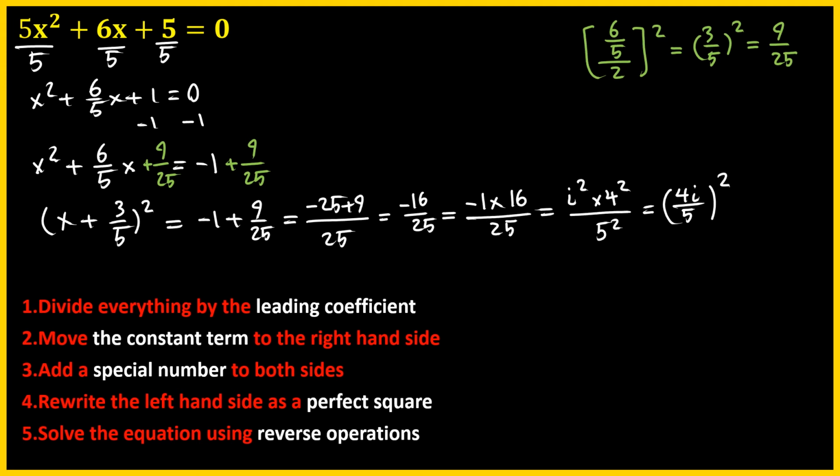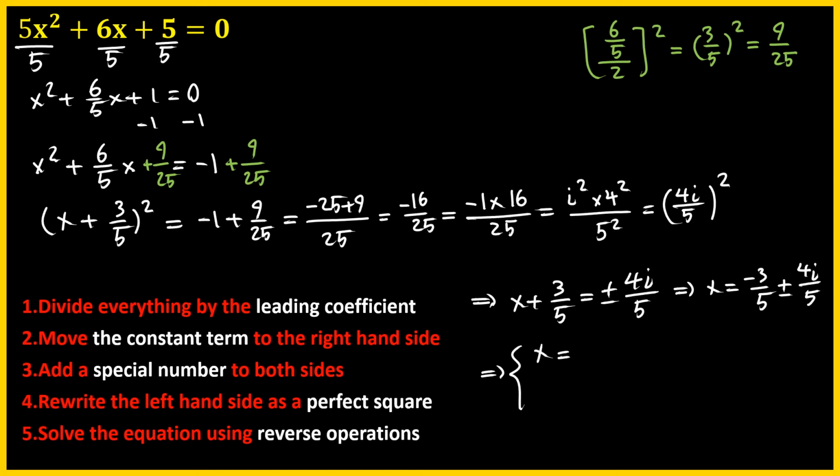So we can take the square root of both sides, and if we do that, we get x plus 3 over 5 equals positive or negative 4i divided by 5. And then this gives us x equals negative 3 over 5 plus or minus 4i divided by 5. So x is either 4i minus 3 divided by 5 or x is negative 4i minus 3 divided by 5. So as you can see, we found two complex solutions for this quadratic equation using the completing the square strategy.